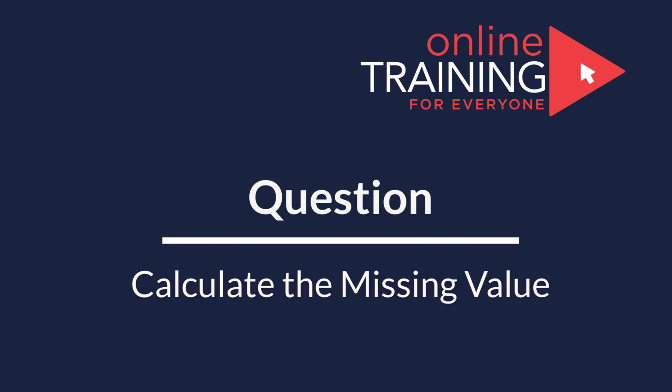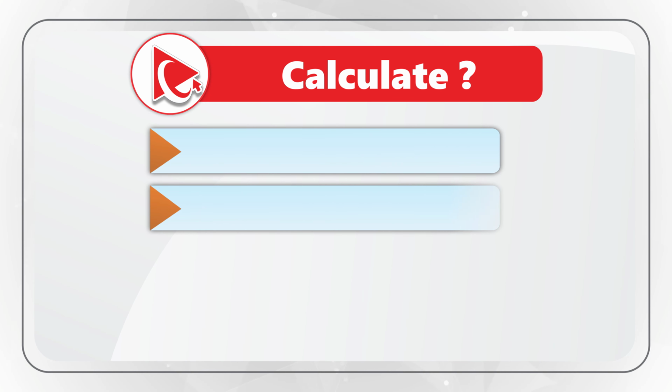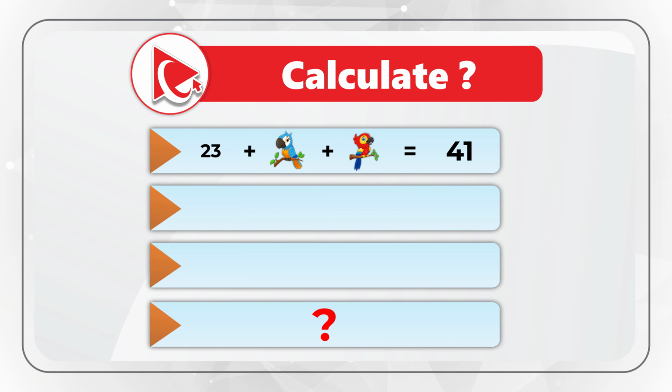One of my favorite questions is where you need to calculate the missing value. You're presented with 3 equations, and in the 4th equation, the result is missing. The first equation is 23 plus blue parrot plus red parrot equals 41. Second equation, 19 plus blue parrot plus blue parrot equals 31.